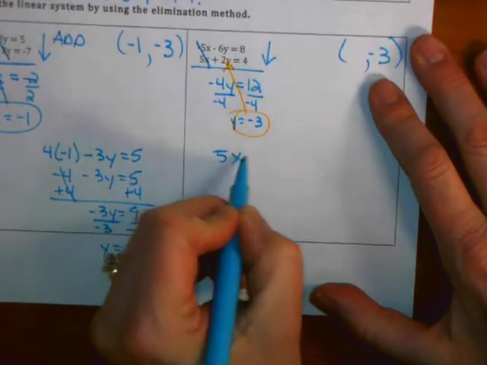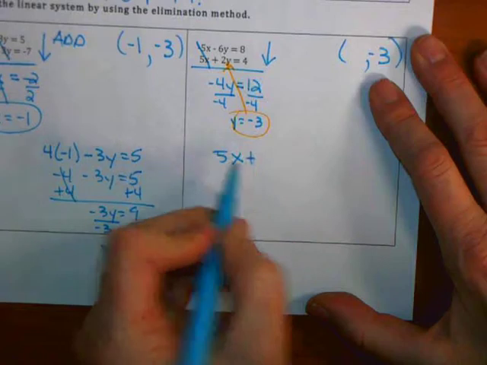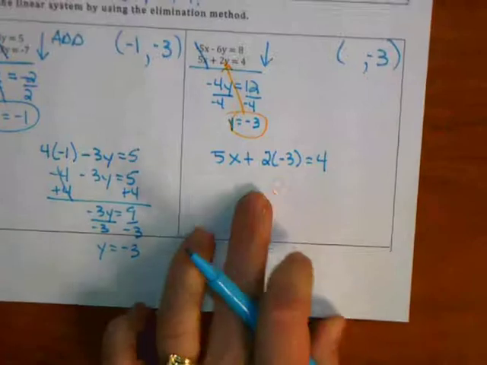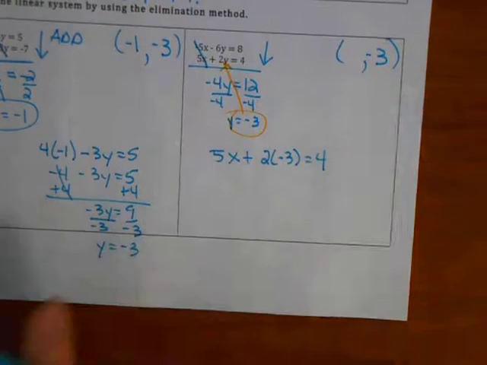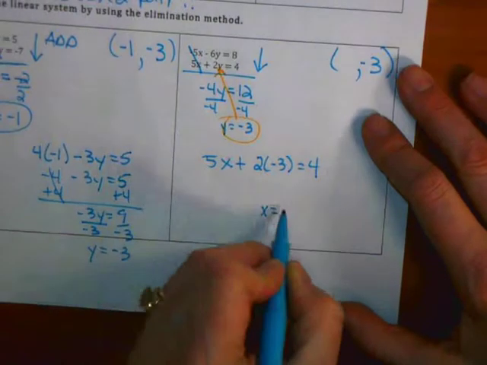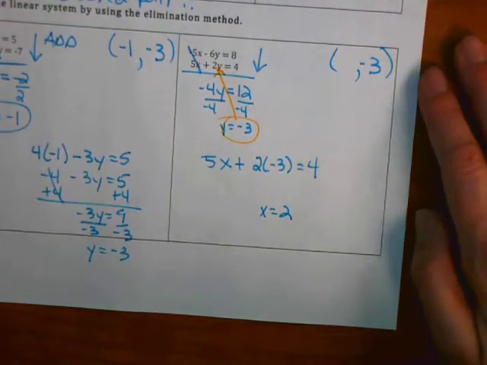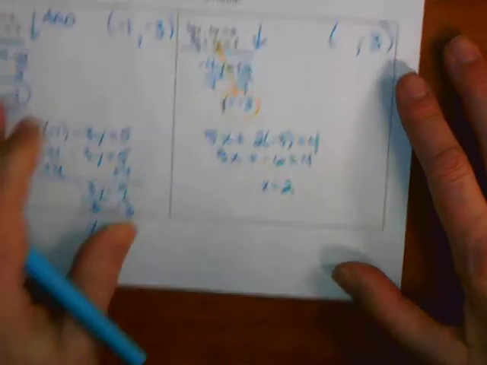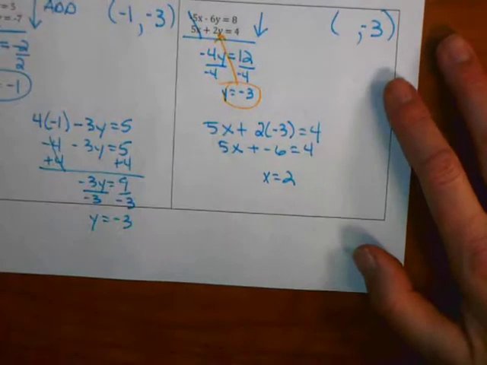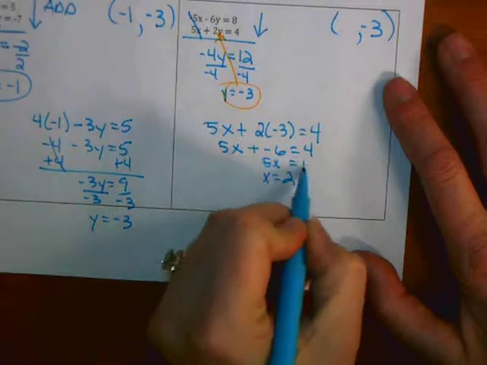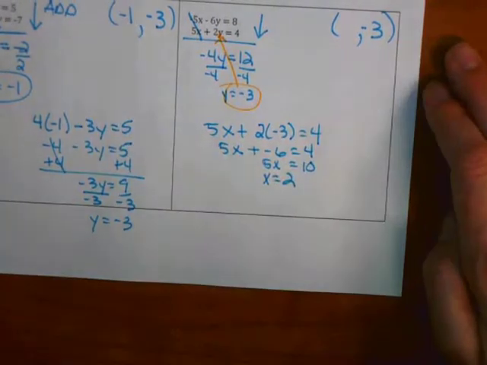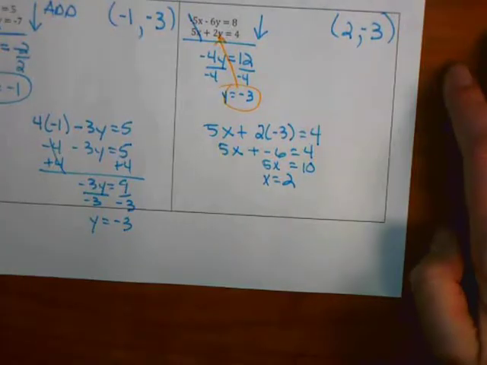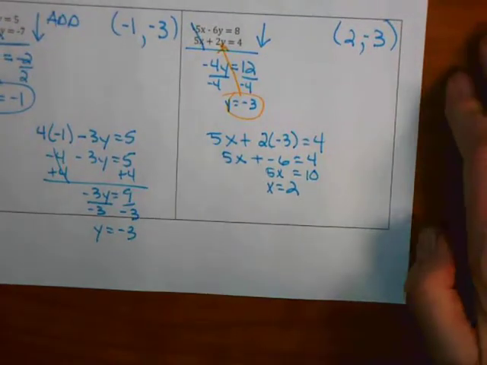So I'm going to say, okay, 5x plus 2 times negative 3 equals 4. You solve for x right now. Hopefully you get this. Solve for x. Do you want me to give it to you 6 hours? Please. Add 6 to both sides. You'd get 5x equals 10 and x equals 2. Do you agree? Isn't it lovely?